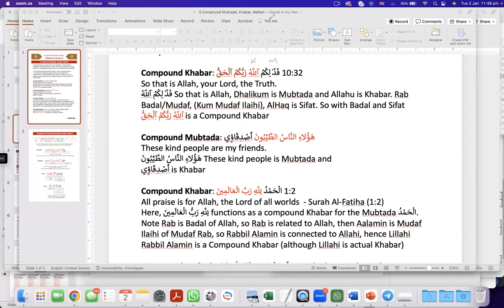By definition, Zalikum is Mubtada. Okay, Zalikum and Zalika same meaning, remember, okay? This kum doesn't have any meaning. Zalika and Zalikum, which is unique Arabic word, it means that. That is Allah. Allahu is khabar. But as we just established, the Rabb is badal of Allah, kum is mudaf ilayhi of mudaf Rabb, and then al-haqqu is sifat of Allah. So Allahu Rabbukumul Haqqu, we are going to consider this grammatically compound khabar. Say Alhamdulillah, because something new and interesting, inshallah.